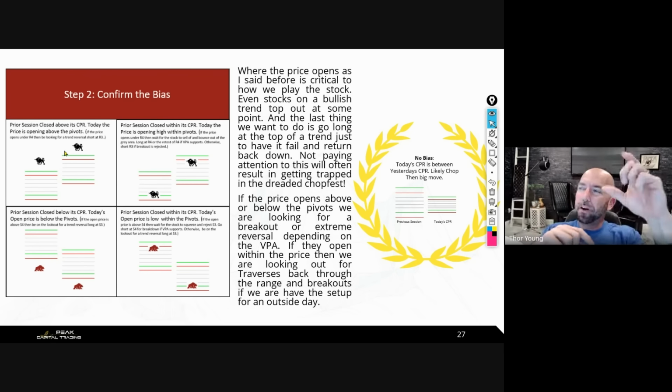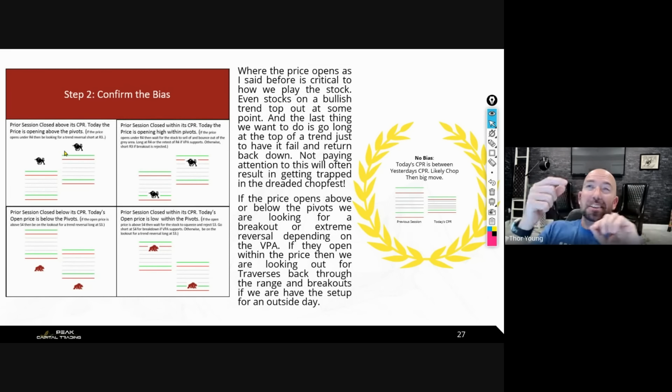If you open above R4, you look for a back test, right? And it breaks up. If it opens above S4, you're going to look for a test to S4 and long, right? Both scenarios in that. Where that doesn't change is if it opens under R4. So you could be talking about literally a 5 to 10 cent difference, right? It can be the difference between opening above R4 and opening under R4, right?